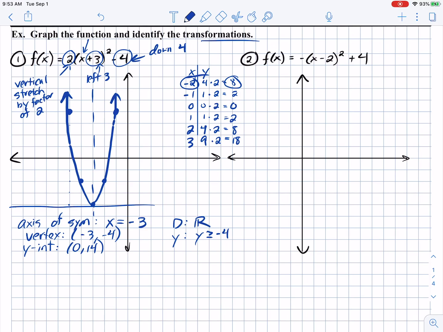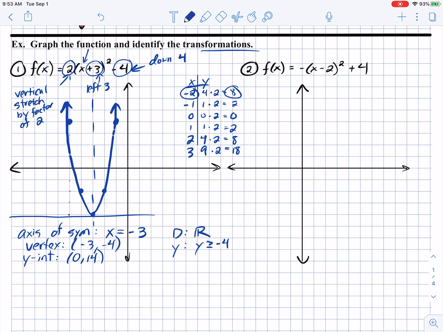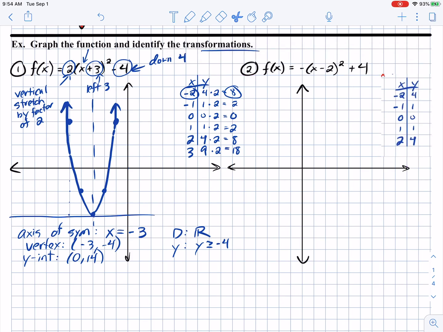Okay, a lot of work there. Why don't you try the same for number 2? And then we will talk about some horizontal stretches and compressions. Go ahead and use your same parent function table of values. I'm going to put that right here for you. And then don't forget to identify the transformations as well. All right, you can pause the video and work through number 2.